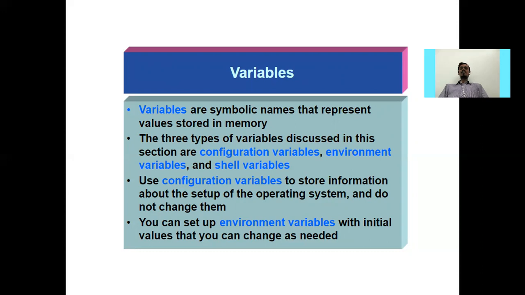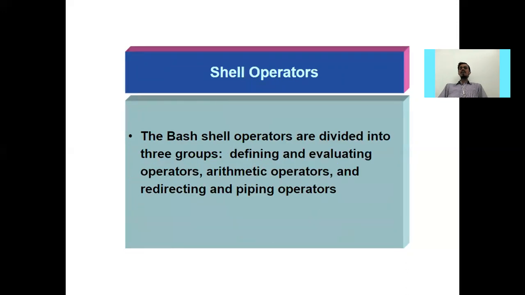Configuration variables are used to store information about the setup of the operating system, and we cannot change them. These are the variables used to set up the operating system first. Second is environment variables. Environment variables have initial values that you can change as needed, which means we can change them according to our need.